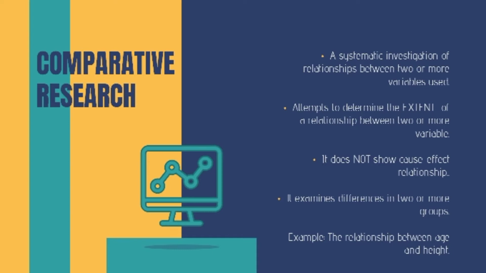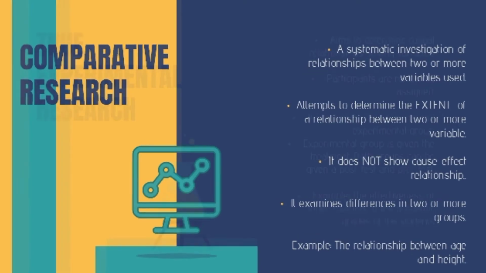So, a good example of this is the relationship between age and height. We use comparative research to look into the linear relationship between the two variables. If our age increases, thus our height increases too. We look into that in this kind of research.